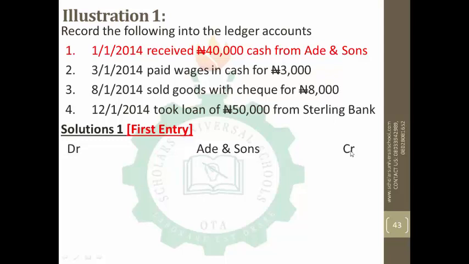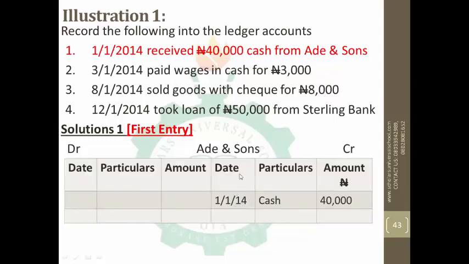So you draw your table, and on the credit side, which is this part, your date is 1st of January 2014. And what is Ade and Sons giving? Ade and Sons is giving cash of how much? 40,000 naira. So that is the first entry. Now the second entry is the cash part. When you are opening your cash account, don't forget it will not be on the credit side again, because cash is receiving.